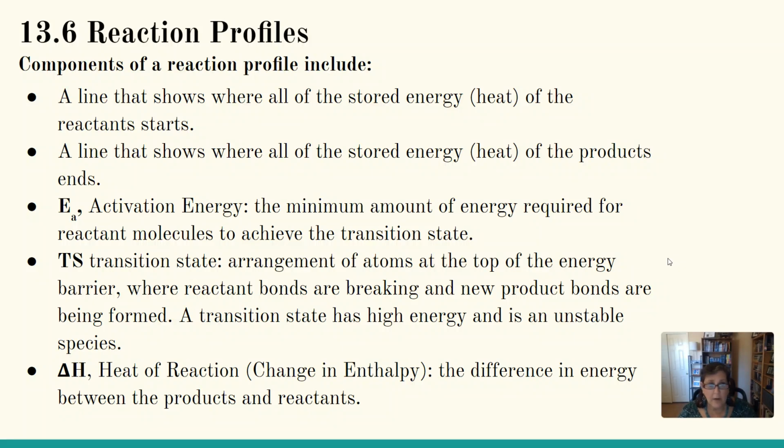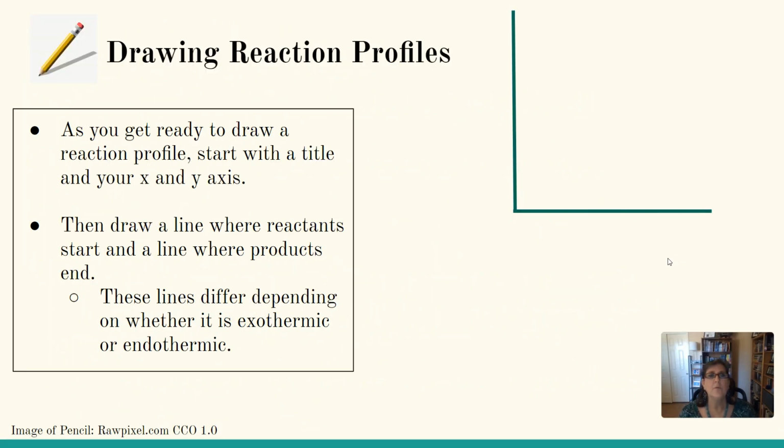And then the difference between products and reactants is delta H, what we just learned, the heat of reaction or the change in enthalpy. Okay, so we're going to draw reaction profiles. We start with an X and Y axis. Then we need to draw our lines where the reactants start and where the products are. And these vary on who is higher up depending on whether it's exo or endothermic.